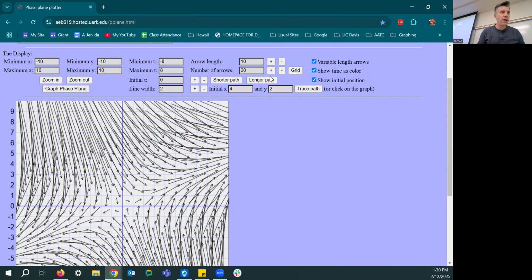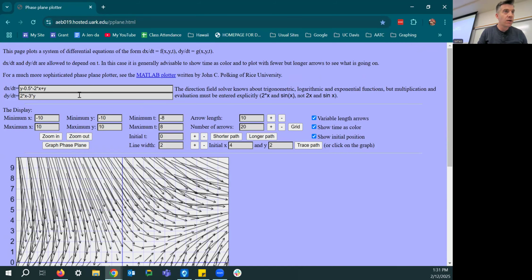So let's go back and look at my equation. I probably did something wrong here. Yeah, I have a whole extra. Holy smokes. I think I forgot to delete part of what they already had there. So let's see. Now I have negative 2 times x plus y and 2 times x minus 3 times y. Okay, that should be correct.